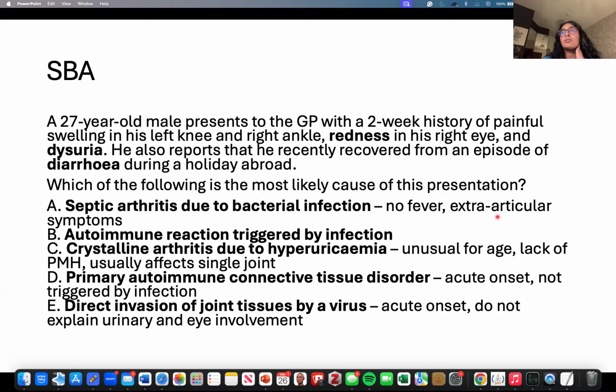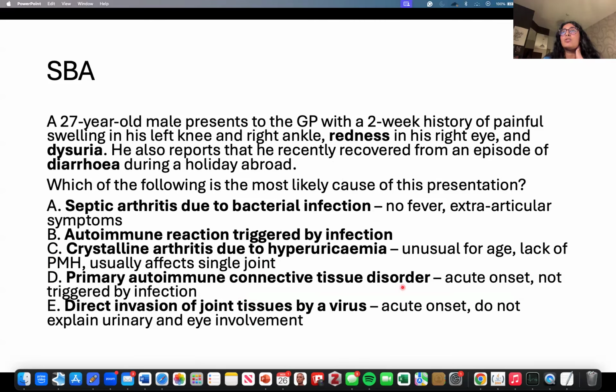And we've also got some extra-articular symptoms, which you're not going to see in septic arthritis. Crystalline, so gout, again, 27-year-old male, unlikely. Lack of a past medical history pointing towards reasons for more uric acid or calcium. And you've got problems with multiple joints, so again, gout, unlikely.